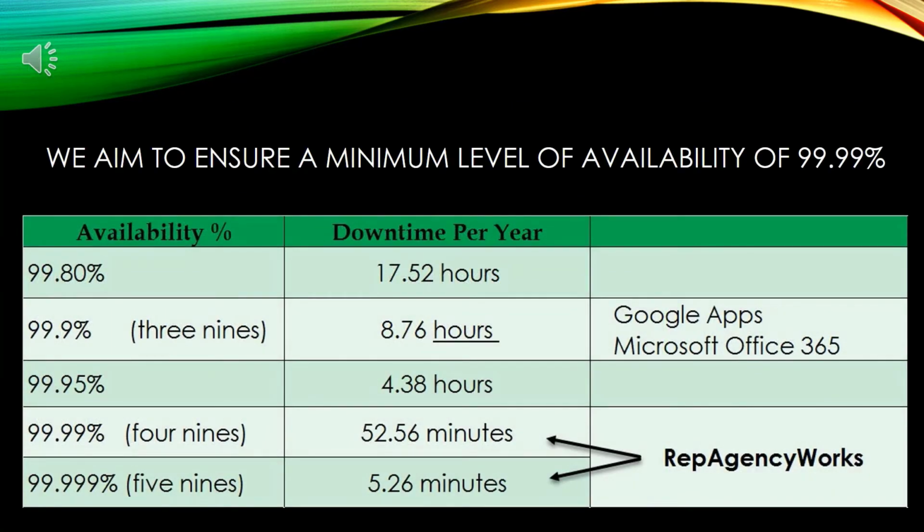So when a business provider like Google Apps or Microsoft Office 365 offers you a 99.9 uptime guarantee, that could certainly sound like it's reliable enough until you do the math. What they're really telling you is that over the course of a year you can expect to be down for between 8 and 9 hours. repagencyworks has consistently, year after year, provided between 4 and 5.9 uptime.